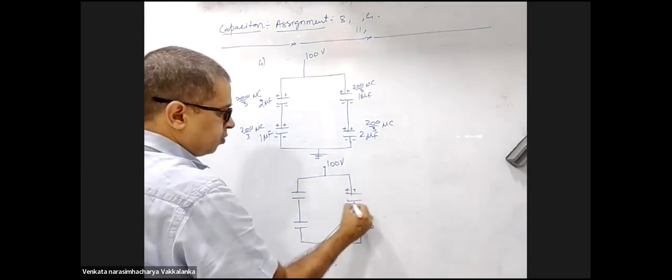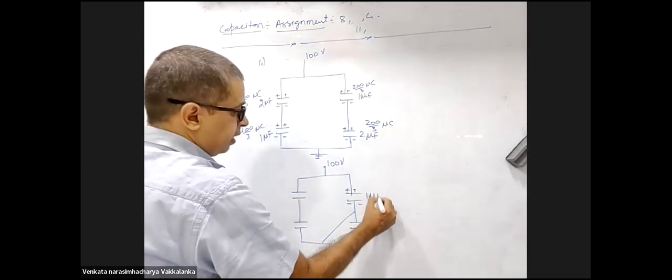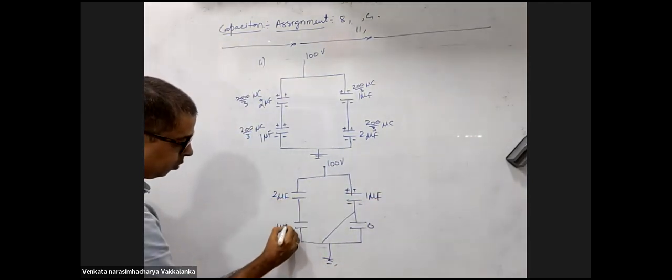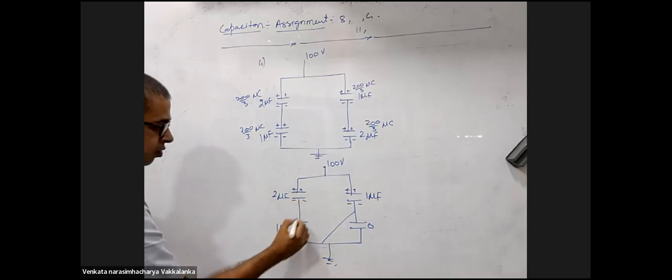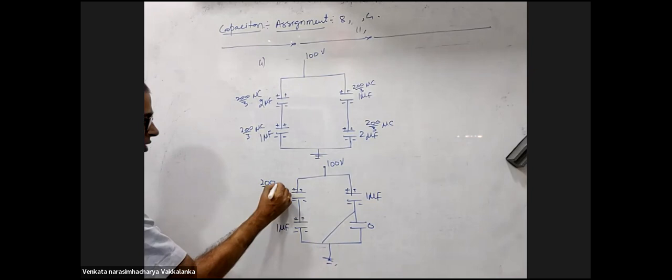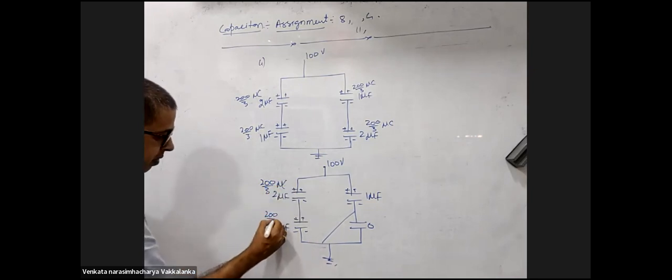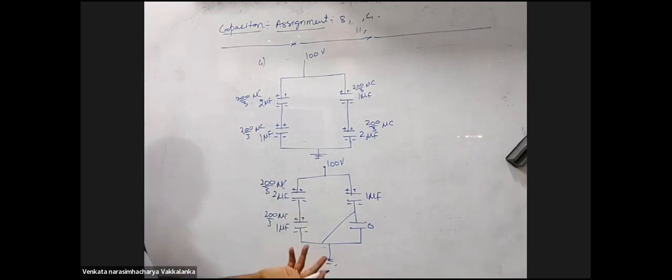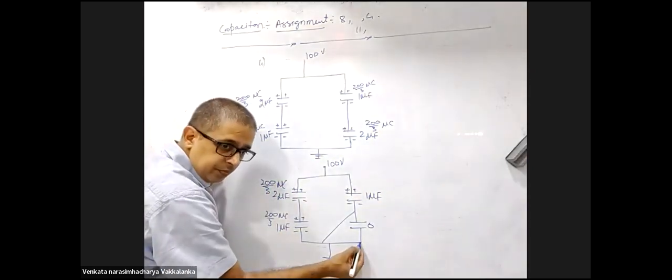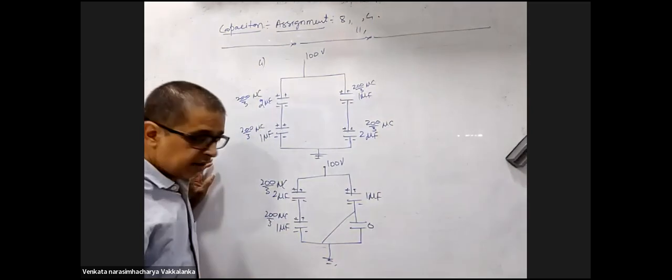This will remain positive, negative. This is 1 microfarad. This is 2 microfarads, 1 microfarad. Now this will remain positive, negative, positive, negative. Charge on this will remain 200 by 3 microcoulombs. This part will not change. All that we have done is short circuited this. This became 0.